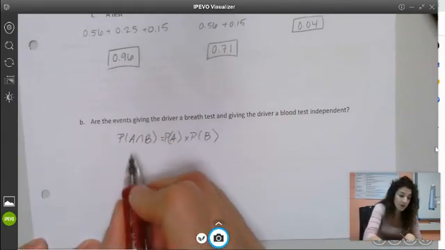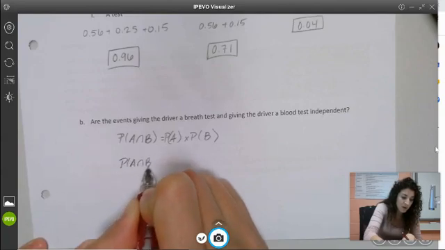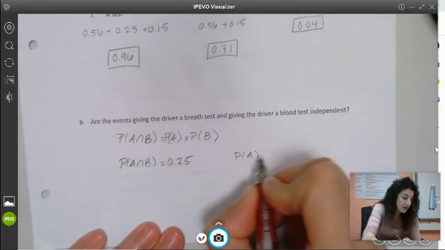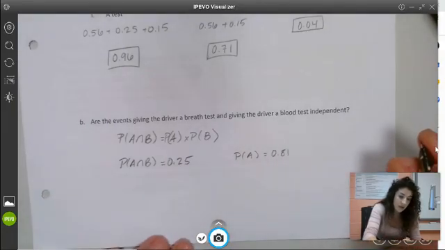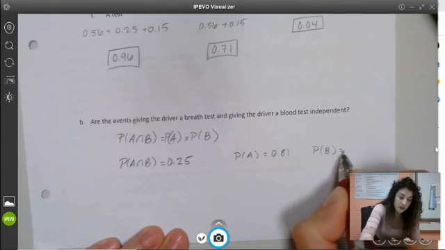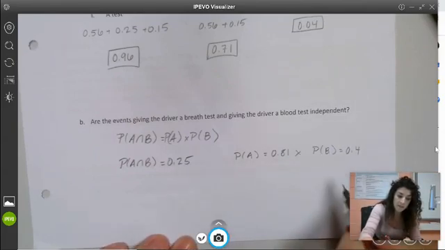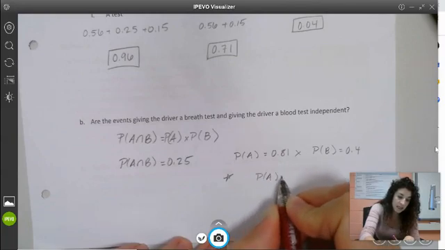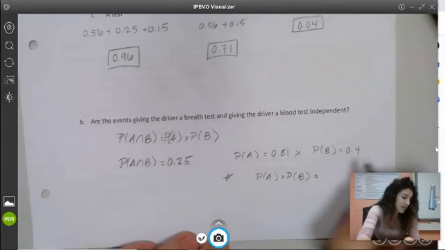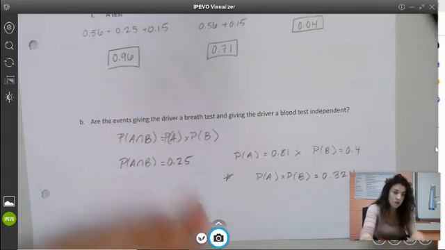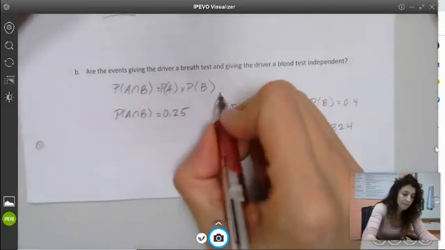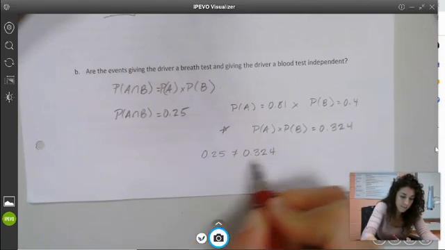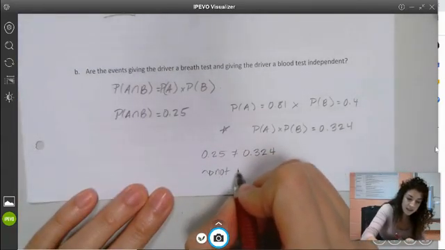We were already given the probability of both of them, right? We were given that the probability of both of them was 25%, 0.25. So then we just need the probability of A, which is 0.81, and the probability of B, which is 0.4, and we just need to multiply them together. Multiplying those two numbers together, what do we get? The multiplication of the probability of A and the probability of B ends up being 0.324. 0.324 is not equal to 0.25. Therefore, they are not independent.